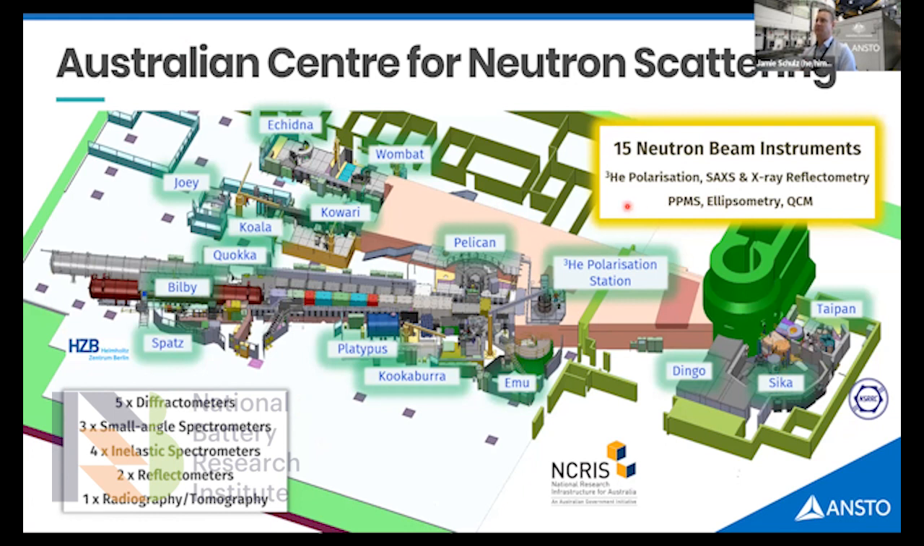We also have some other equipment as well. I talked about polarizing the neutrons; we've got a helium-3 polarization station. We've got a SAXS instrument, a reflectometer, ppm magnetometer, ellipsometer, and a quartz microbalance. So we've got ancillary techniques to go with the other experiments you do on neutron scattering instruments.